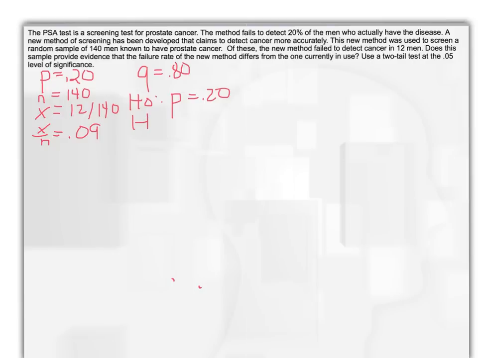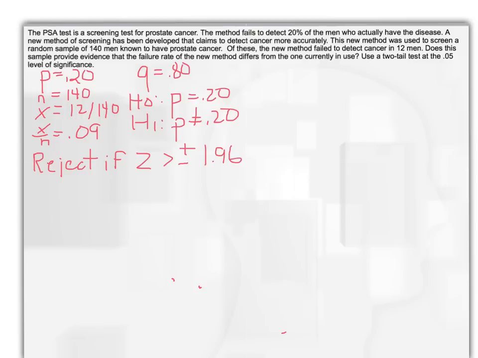And our alternative hypothesis is that the population proportion of men who get the new test is not 20%, since we're doing a two-tailed test. We're going to reject H0 if the z-test that we compute is greater than plus or minus 1.96. We've used the 0.05 level of significance.